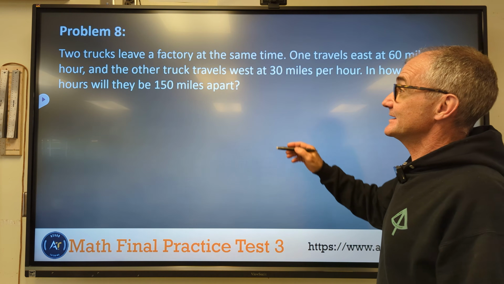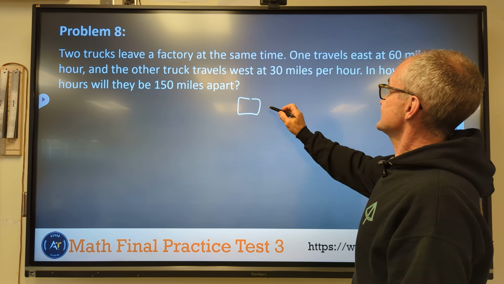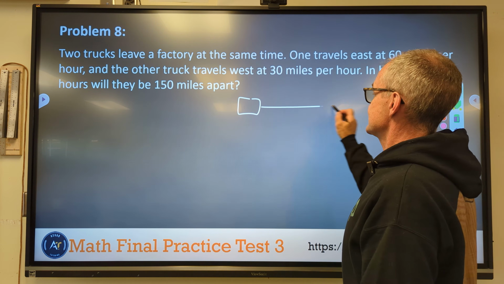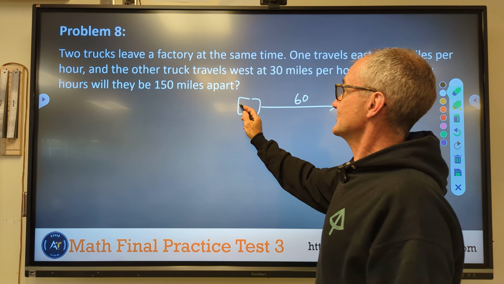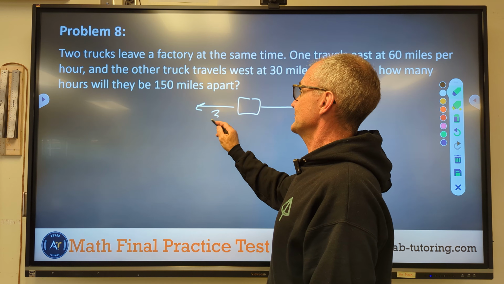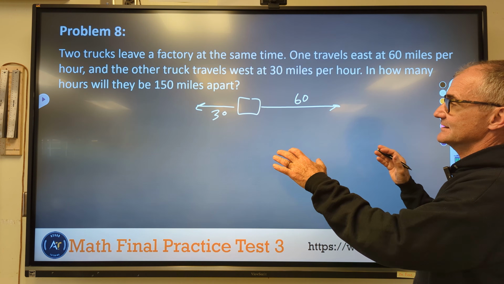Okay, problem number 8. Two trucks leave a factory. Here's our factory right here. At the same time, one travels east at 60 miles per hour, and the other truck travels west at 30 miles per hour. Let's just think about that for a second.